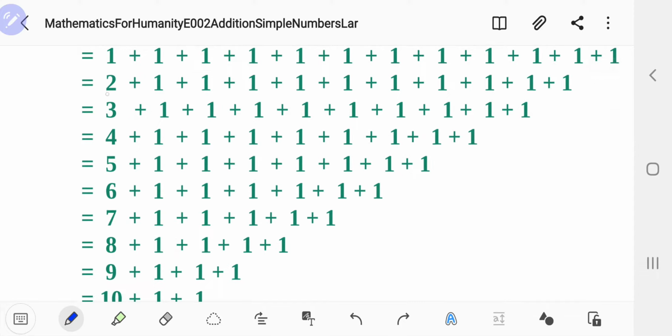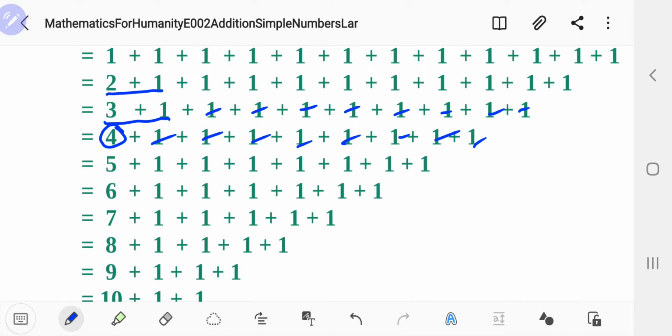Now, in this statement, you have 2 plus 1 is equal to 3. And then you're left with how many ones? 1, 2, 3, 4, 5, 6, 7, 8, 9. So you have 9 ones added to 3. But again, 3 plus 1 is equal to 4. And so you have only how many ones left? 1, 2, 3, 4, 5, 6, 7, 8. And that's also the same number of ones here. 1, 2, 3, 4, 5, 6, 7, 8.